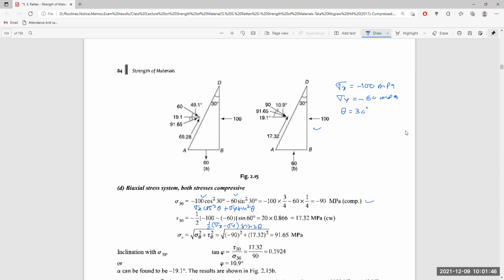Sin 60 is 0.866, so half of minus 100 plus 60, which is minus 40, gives minus 20, and this minus cancels with the other minus. So 0.866 into 20 is 17.32 MPa. As it is positive, it is clockwise.